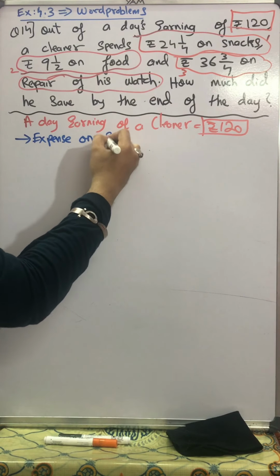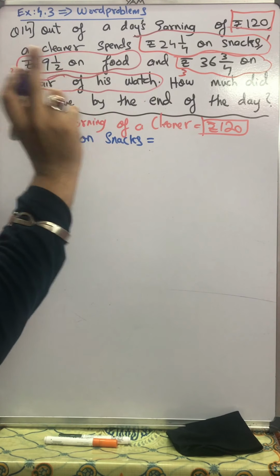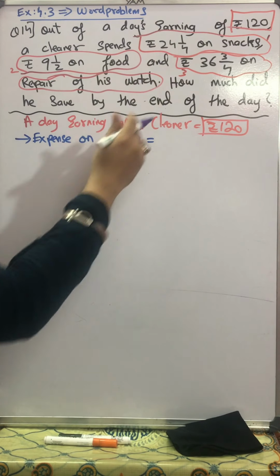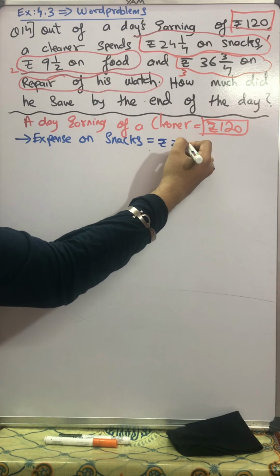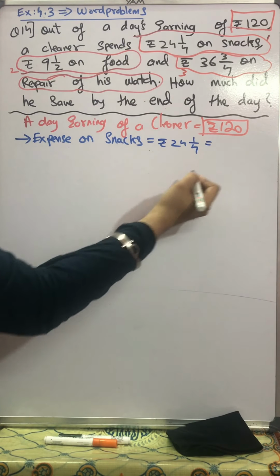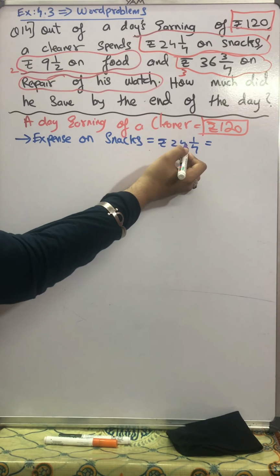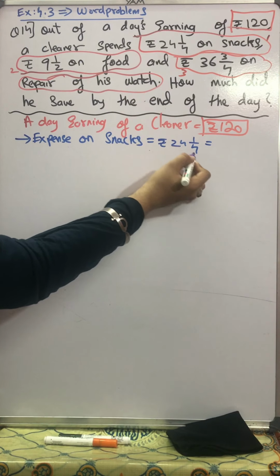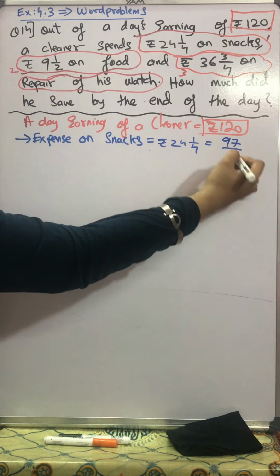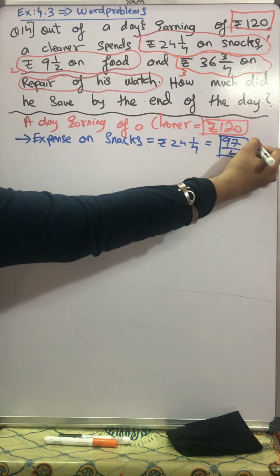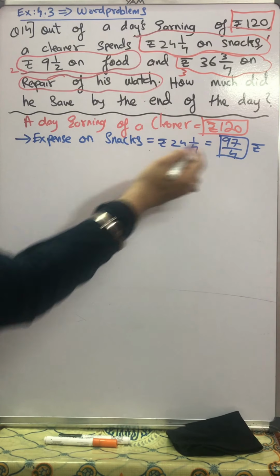What's the expense on snacks given? Please pay attention. Rupees 24 1/4. Just to confuse you, they have given it in mixed fraction. How to convert this into a fraction? 4 multiplied by 24. If you multiply 4 with 24, you will get 96, plus 1 becomes 97, and the denominator remains the same. 97/4 rupees. Don't forget to put rupees. 24 fours are 96 plus 1 is 97, 97/4.